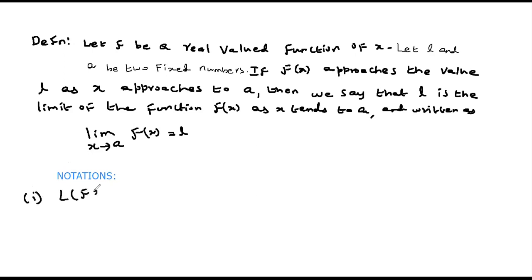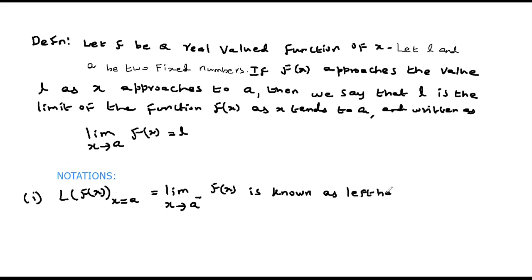L of f of x at x is equal to A will be equal to limit x tends to A minus of f of x. Limit x tends to A minus of f of x is known as the left hand limit of f of x at x is equal to A.